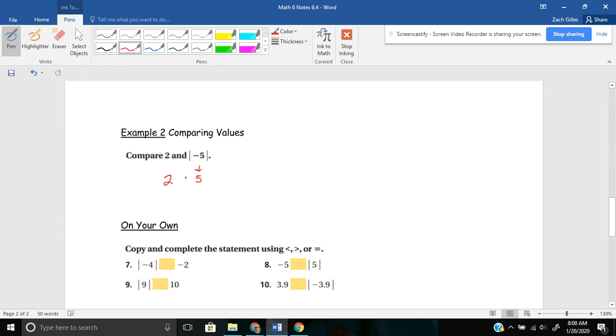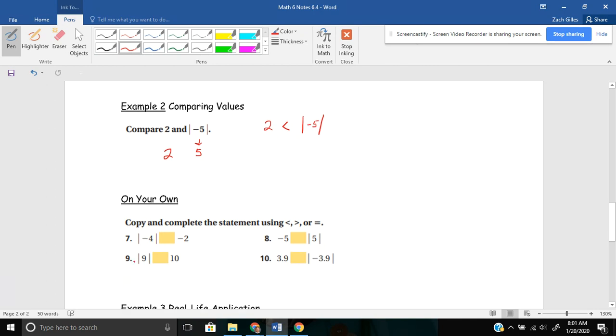Well, 5 is greater. So I would say 2 is less than the absolute value of -5 because, sorry, my line isn't very straight there. The absolute value of -5 is +5, and that is greater than 2. All right, try problems like that on your own with 7 through 10. Pause the video now.